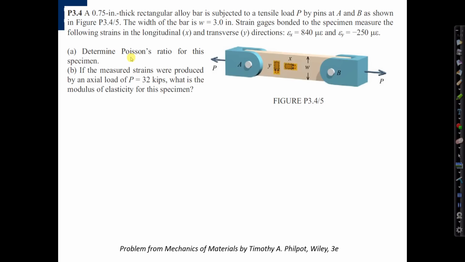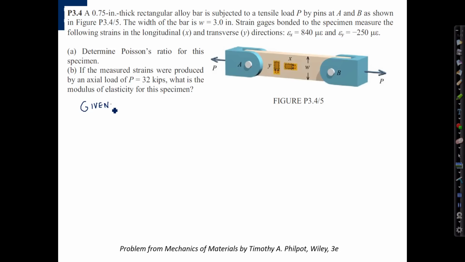We are to, Part A, determine Poisson's ratio, and Part B, if the measured strains were produced by an axial load of P equals 32 kips, what is the modulus of elasticity for the specimen? Okay, we have a relatively good picture here. Let's go ahead and summarize the given information for the problem.